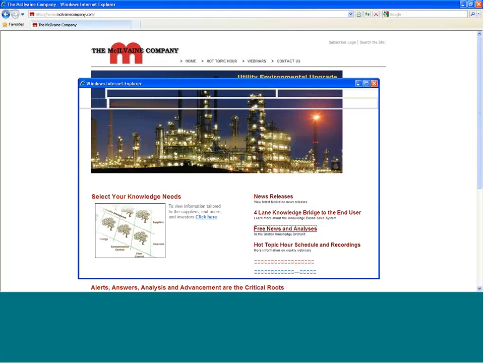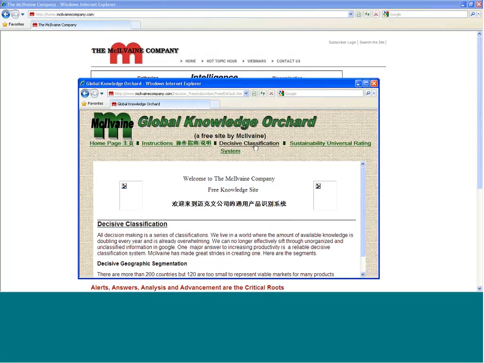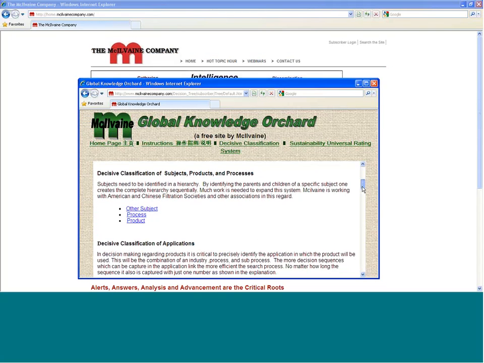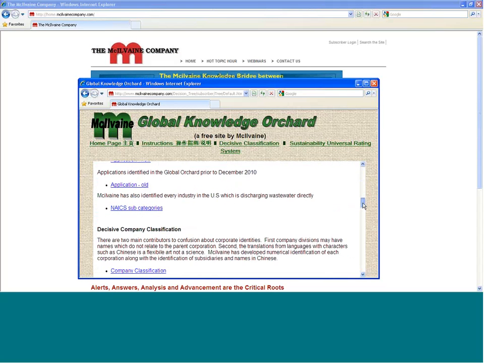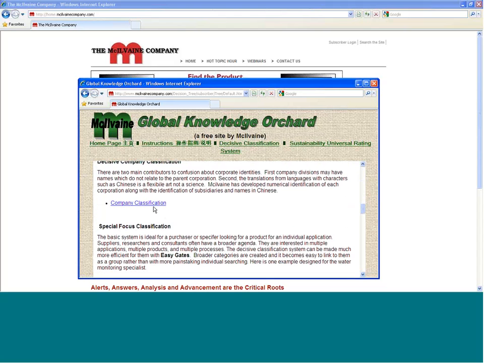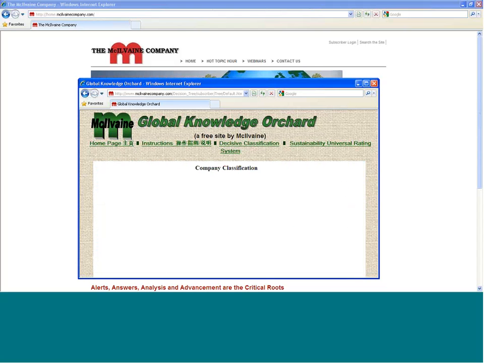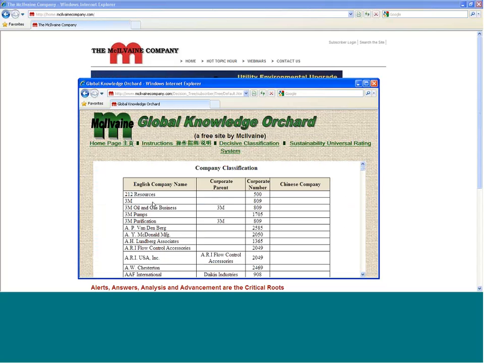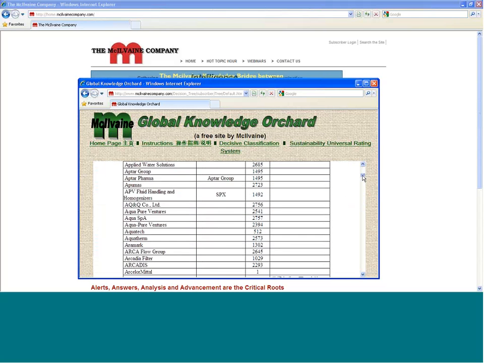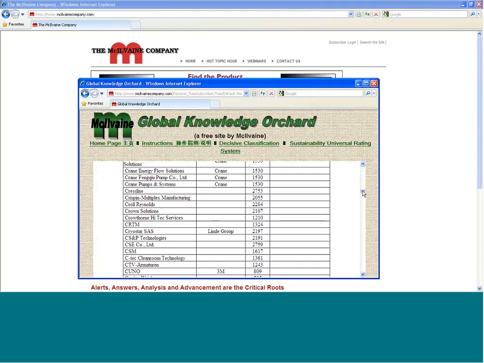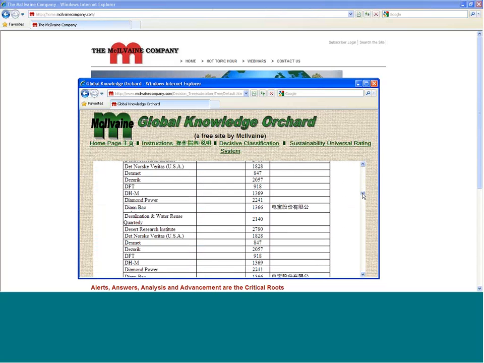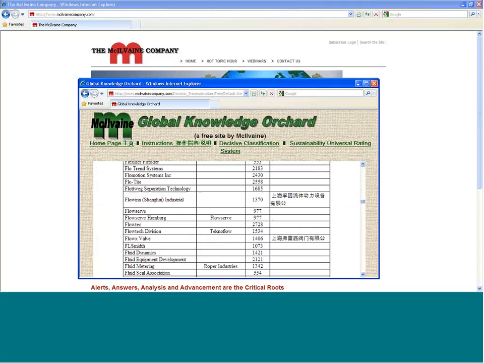So let's get back into this decisive classification again, and we'll go down a little bit further. We just went down through the applications here, but let's go into company classification next, because this is particularly important with the Chinese companies. Dun & Bradstreet has a pretty good system, certainly, but we've got a little bit different perspective. What we're just trying to do is to match the Chinese name and the name in English for any one of the companies that we follow.